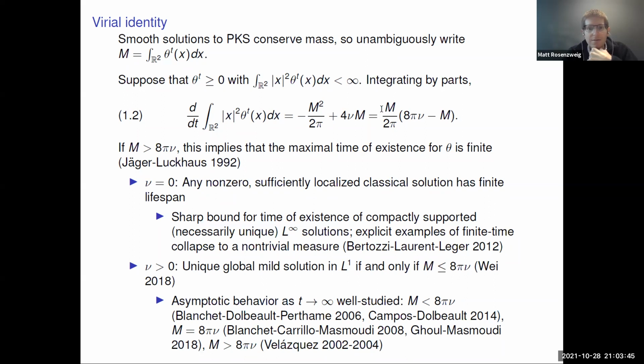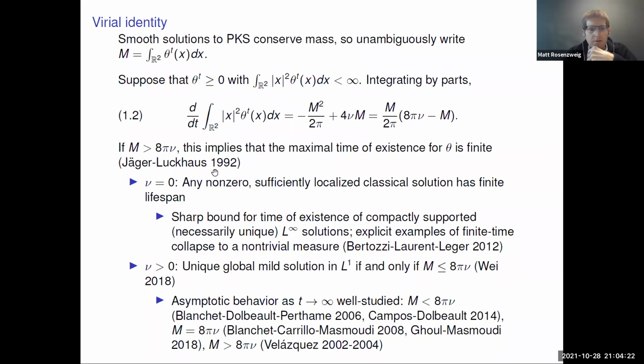You can check, just exercise an integration by parts, that if I take the time derivative of its second moment, I can compute that I get this expression over here. So what's special about this? Well, if the mass is larger than 8 pi times the diffusion strength nu, then this implies that the maximal time of existence for the solution theta has to be finite. And the reason for that is, well, the second moment is a non-negative quantity. If this is negative over here, then I'm decreasing at a strictly linear rate. And so eventually I'm going to have to be negative, which is a contradiction.